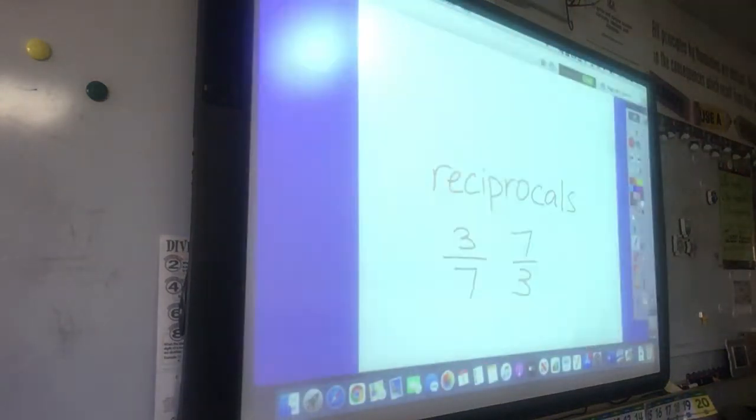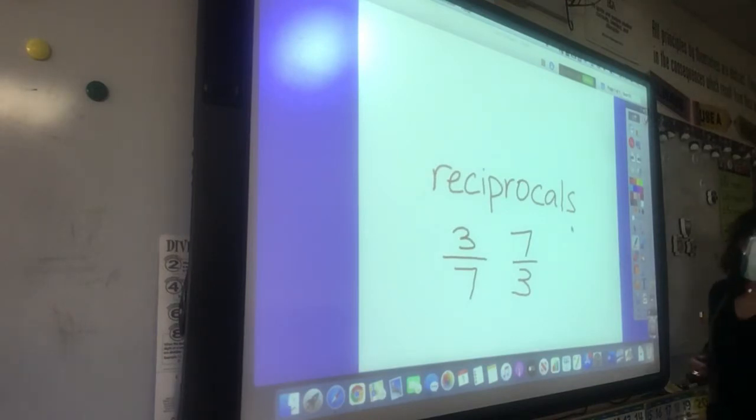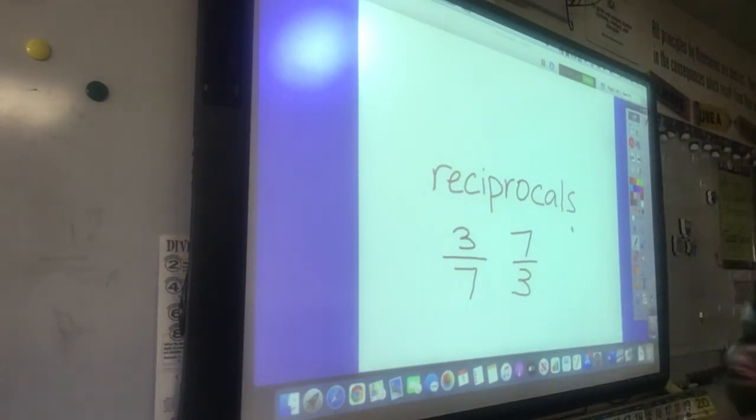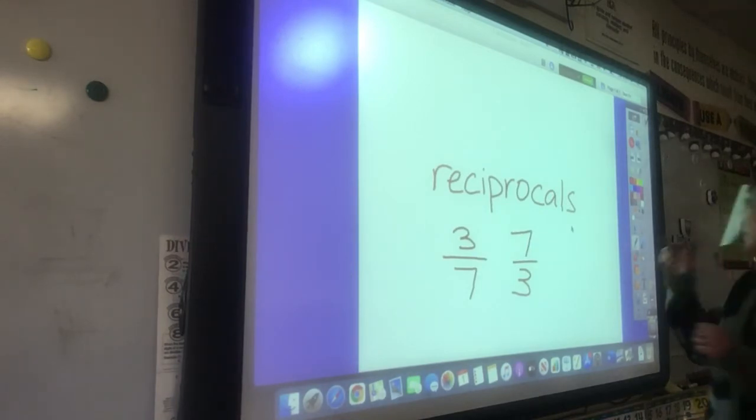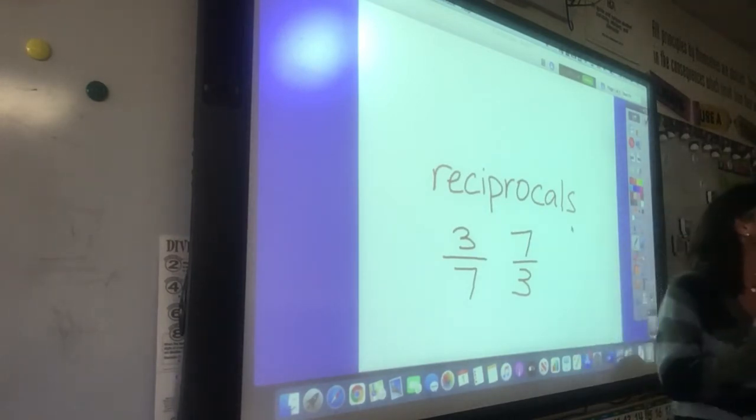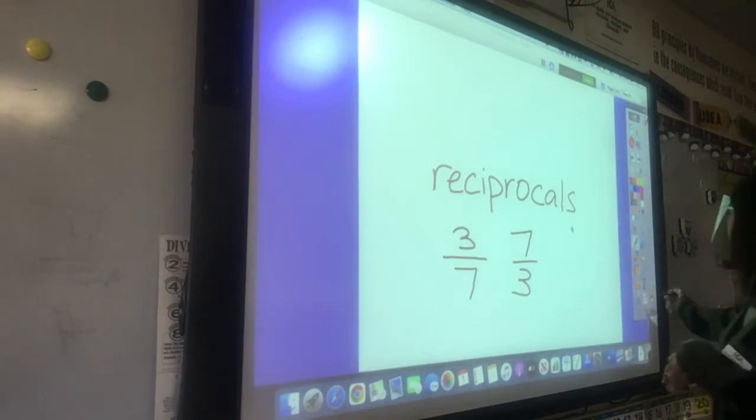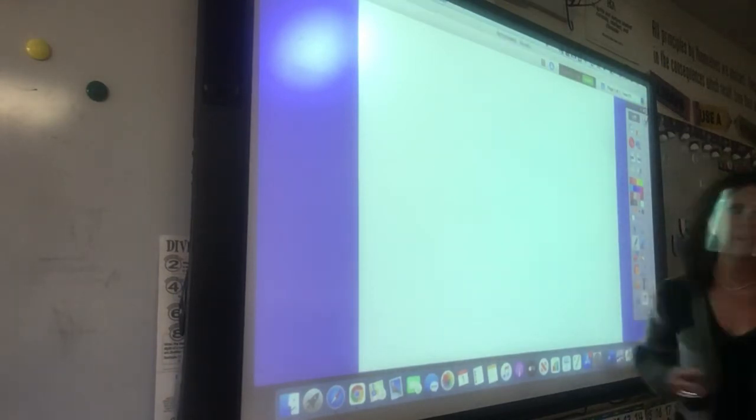Okay, so we're gonna put several different examples in your composition book, and then we'll go to your whiteboard. So we'll be in your composition book first, and then we'll go to your whiteboard. So again, write keep, change, flip. Okay, it's literally that easy.